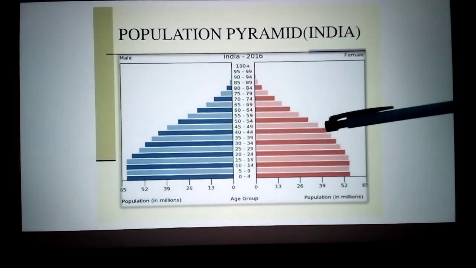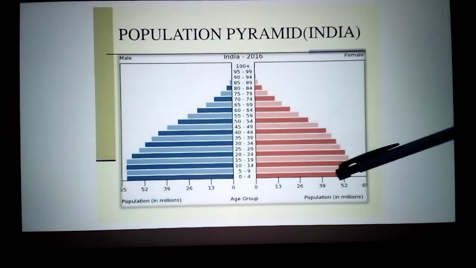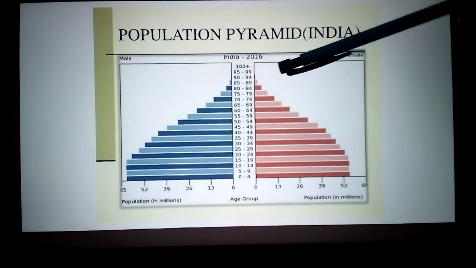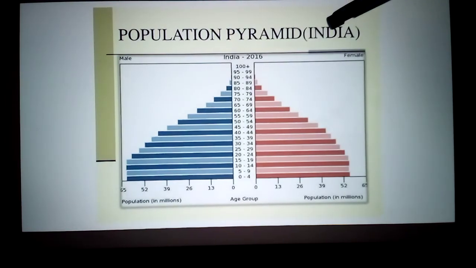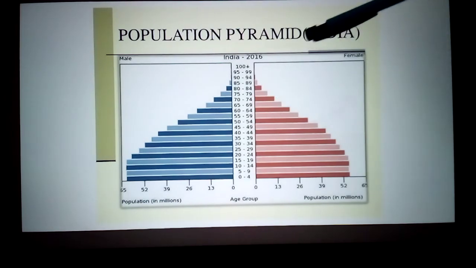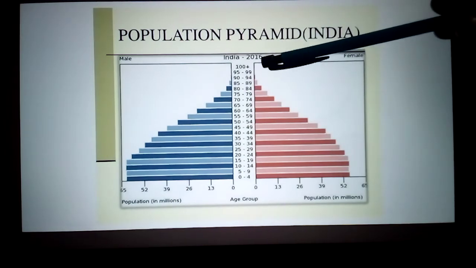So how many are born, that's why it is wider. Next, when we are going up, it is narrow. The size at the top shows the number of aged people, how many aged people there are above 65 years, and it reflects the number of deaths also.